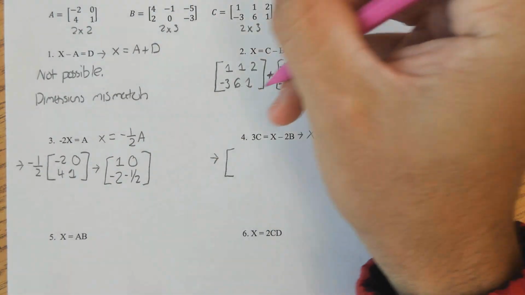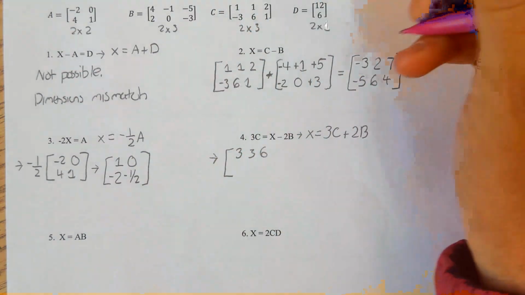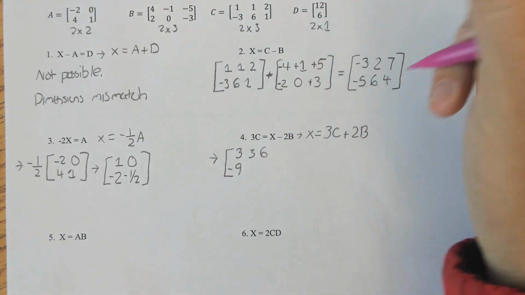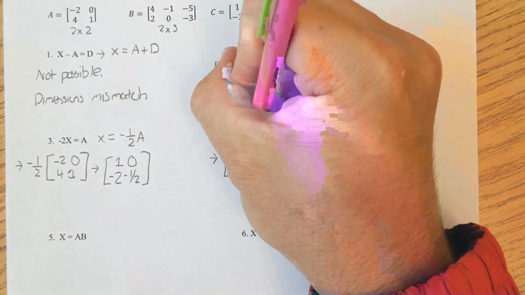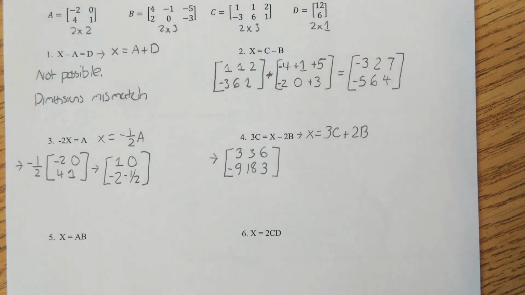So 3 times c is going to give you this. You're going to get 3 times 1 is 3, 3 times 1 is 3, 3 times 2 is 6, 3 times negative 3, negative 9, 3 times 6, 18, 3 times 1 is 3. So that's 3c right there.